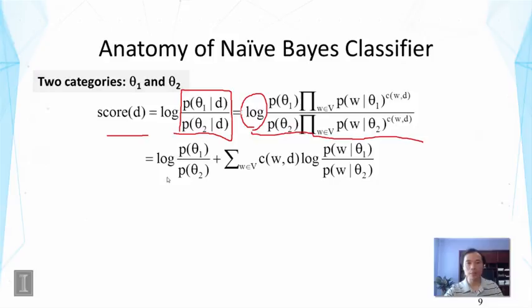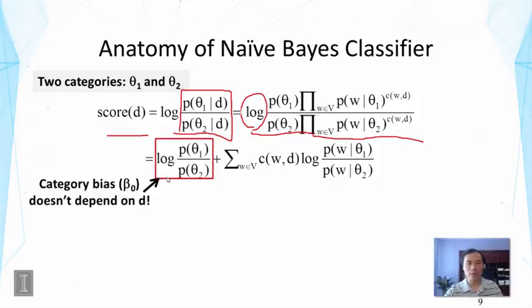And here we see something really interesting, because this is our scoring function for deciding between the two categories. If you look at this function, we'll see it has several parts. The first part here is actually the log of the prior probability ratio, and so this is the category bias. Right? It doesn't really depend on the document. It just says which category is more likely, and then we would favor this category slightly.